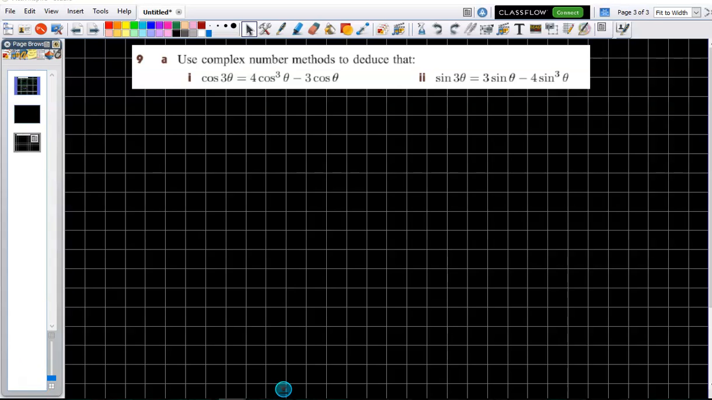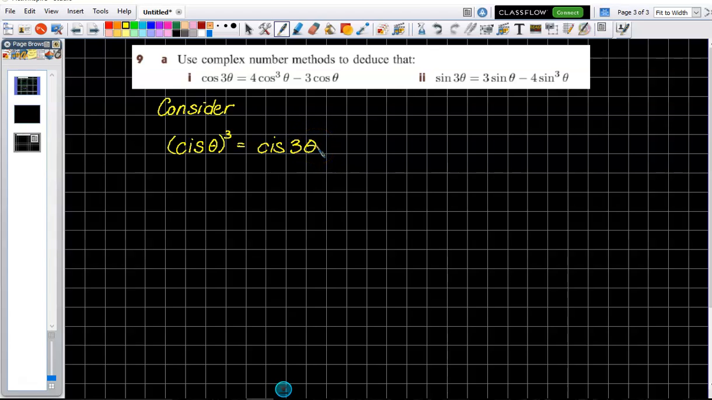But anyway, have you done this one? Right, so listen for the hint. The hint for this one would be: consider cis theta cubed, and we know that this would be cis 3 theta.